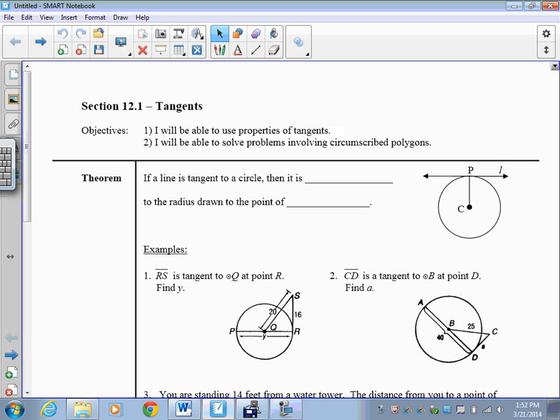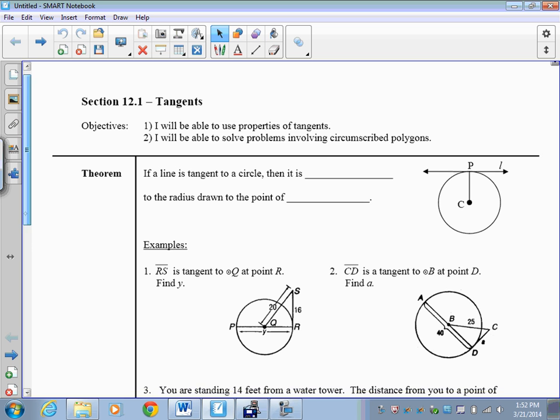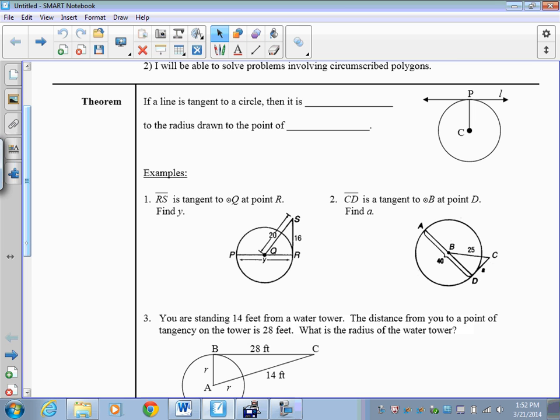So these are going to be the notes for tangents, section 12.1. The objectives are I'll be able to use properties of tangents, and I'll be able to solve problems including circumscribed polygons. So first we need to know what a tangent is.